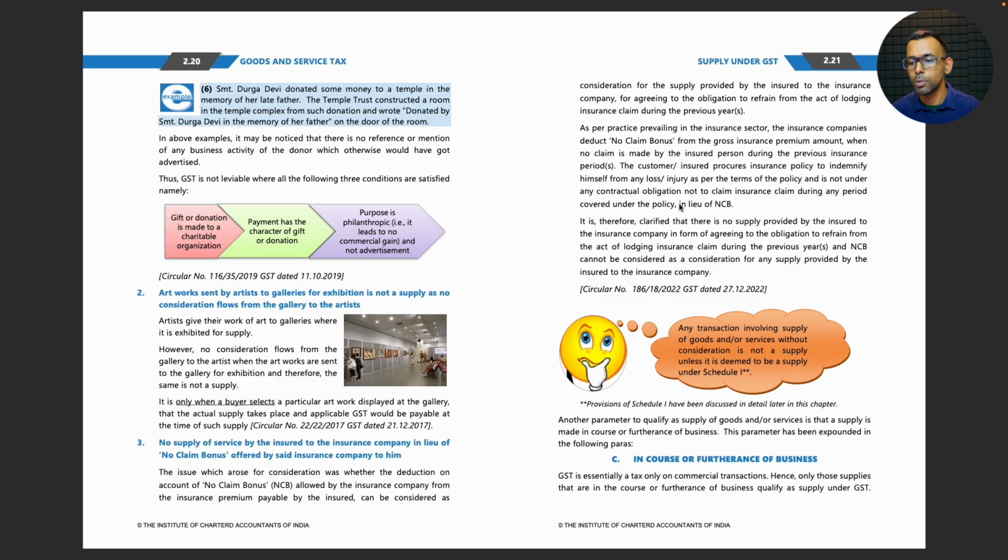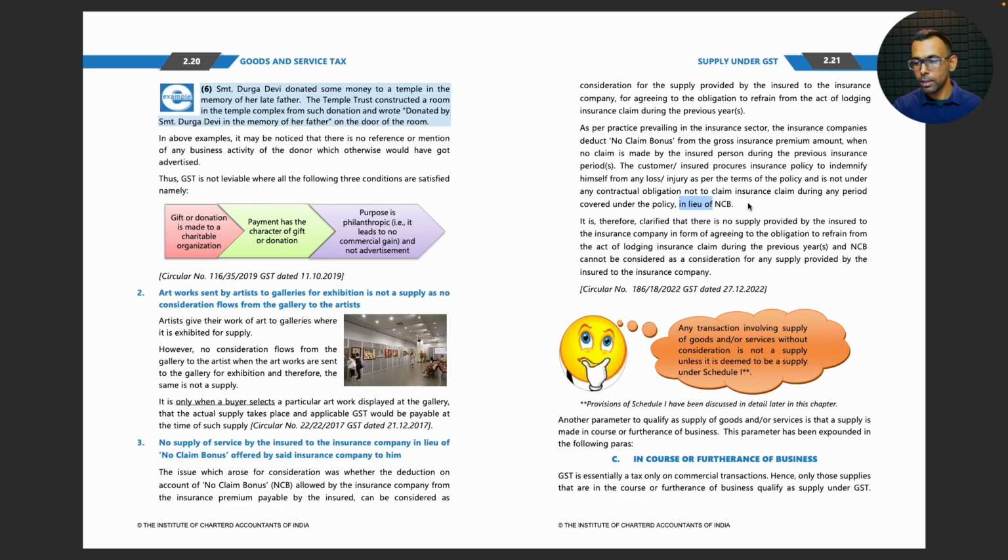This is a wrong usage of this term, in lieu of. In lieu of actually means instead of. So here what they mean to say is regarding NCB. This is what got me confused the first time I read this. This is a common error that a lot of people make when they use this term in lieu of. In lieu of actually means instead of.